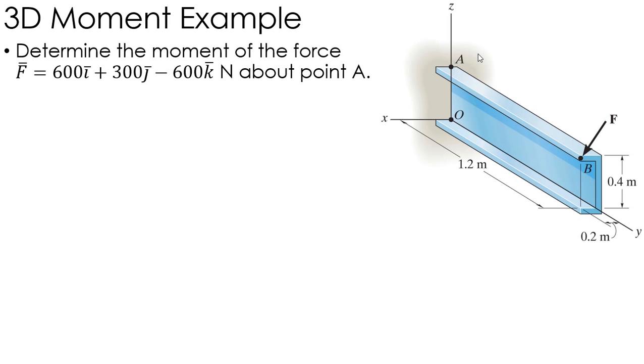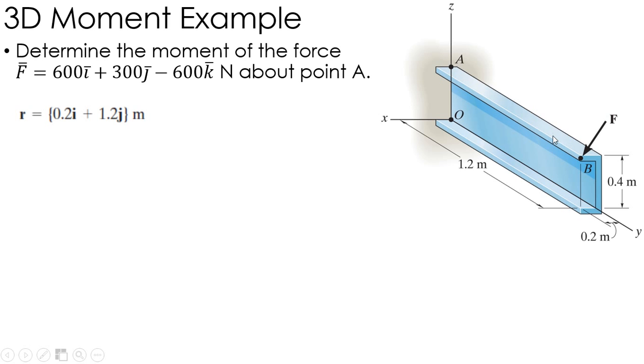So I need to find R from point A to point B, which is given by 0.2 in the x direction. So I move over 0.2 from this axis right here, in the i direction, and in the j direction I move 1.2 down. So I move 0.2 in the x, 1.2 in the y to go from A to B, and 0 in the z. These are on the same kind of plane, an xy plane. So I just move in the x and y direction, 0.2 and 1.2.